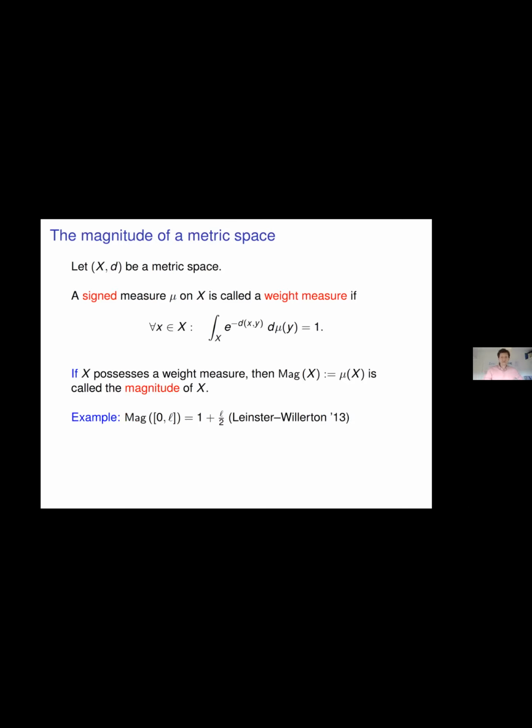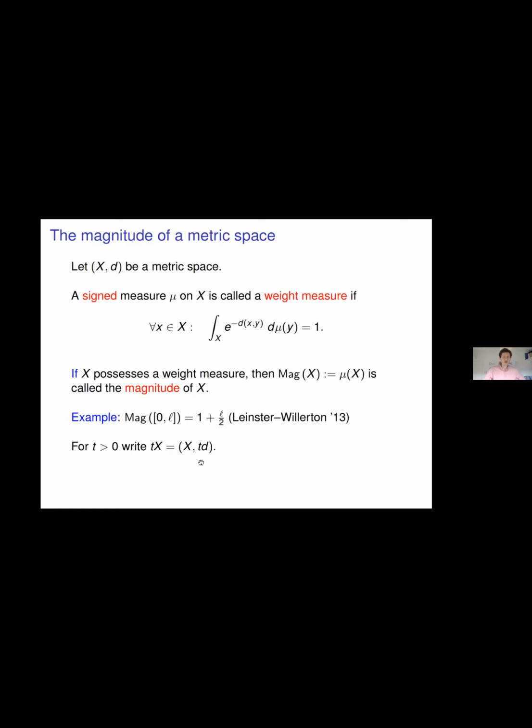One very quick example, because I'm not going to have many concrete examples for the next several slides, is that a compact interval possesses a weight measure. It's basically Lebesgue measure together with point masses on the endpoints with appropriate balancing of the weights. And you can calculate that the magnitude is 1 plus half of the length. So whatever this quantity magnitude is, among other things, it knows how to determine the length of an interval.